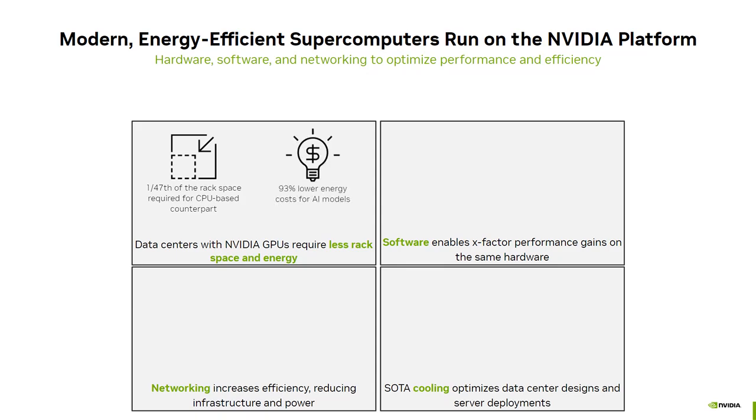Software can significantly improve the energy efficiency of AI workloads. We're continuously optimizing our CUDA-X libraries and GPU-accelerated applications, so it's not unusual for users to see an X-factor performance gain on the same GPU architecture. AI workloads on NVIDIA Ampere architecture improved by 2.5x over the past 2 years.